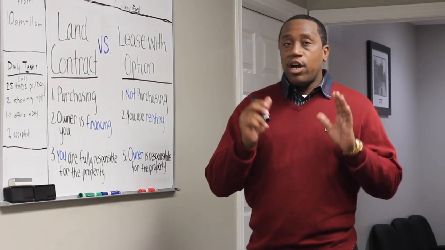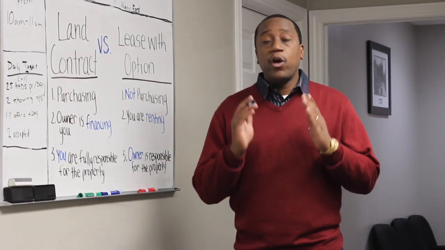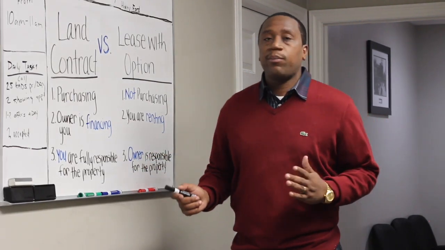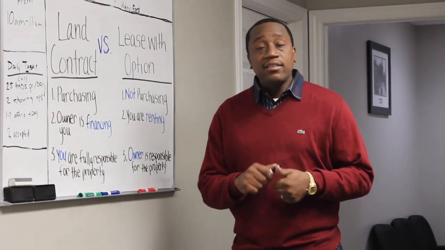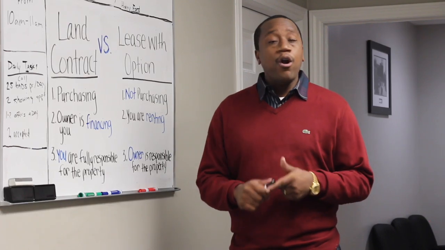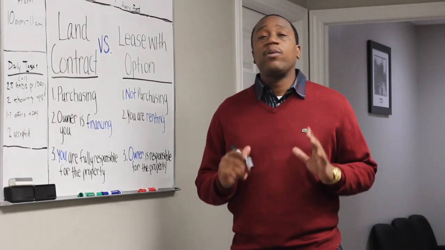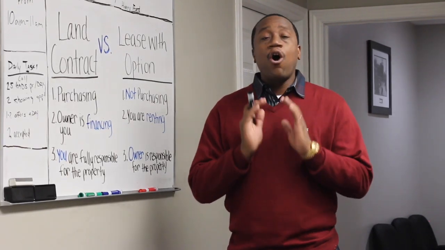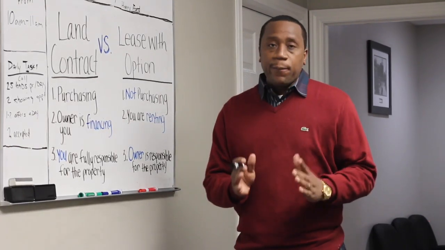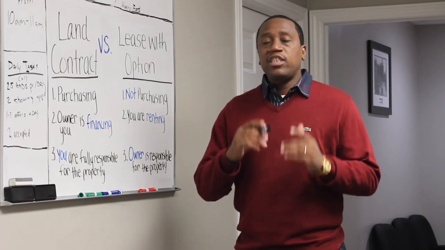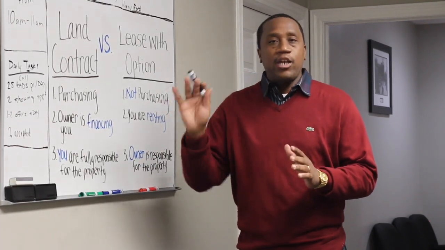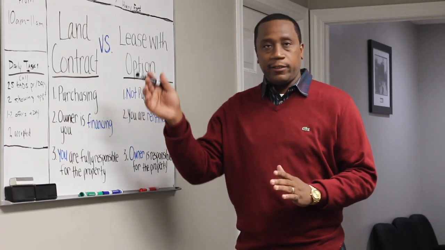Third, understand when on a land contract, you're purchasing this property. You are responsible for everything dealing with the property. You're responsible for the taxes. You're responsible for the water. You're responsible for every bill associated with this property. You're responsible for having insurance on the property. You're responsible for all repairs. This is your property. You own the property. You just have someone who has an interest in the property until they are paid off. That's what a land contract is.